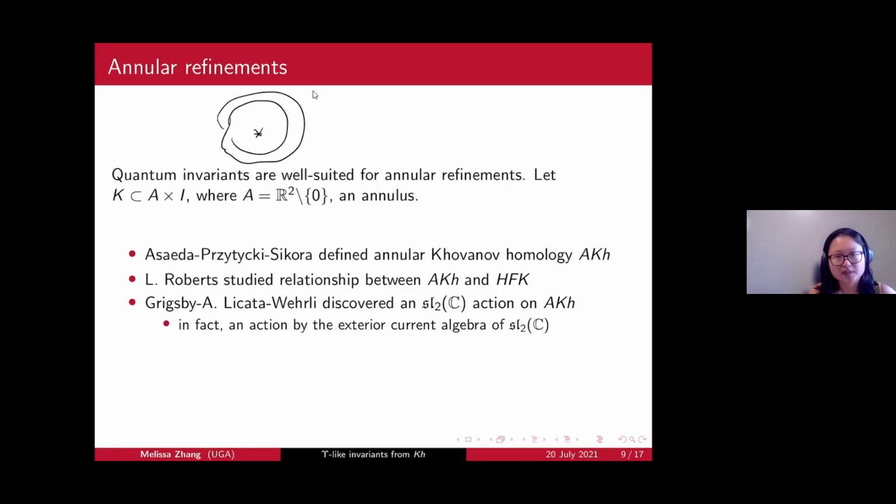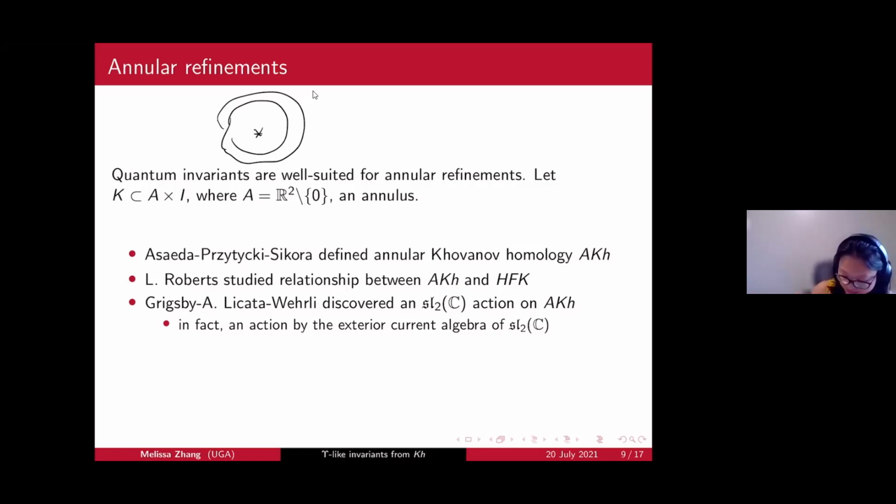I should say that first of all, annular Khovanov homology, which is the basis of a lot of the stuff I'm talking about later, was defined by Asaeda, Przytycki, and Sikora. They were studying mostly not just the annulus, but you could have a punctured sphere, which is any surface cross I. The relationship between annular Khovanov homology and Floer homologies was studied by Lawrence Roberts, and then Grigsby, Licata, and Wehrli were thinking about more like sl2 actions on annular Khovanov homology.